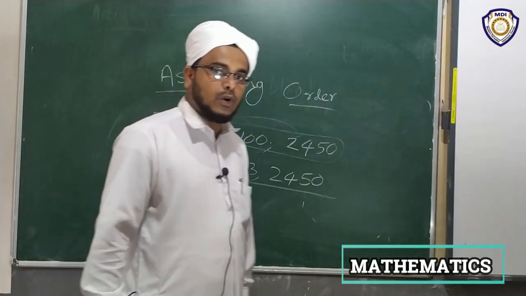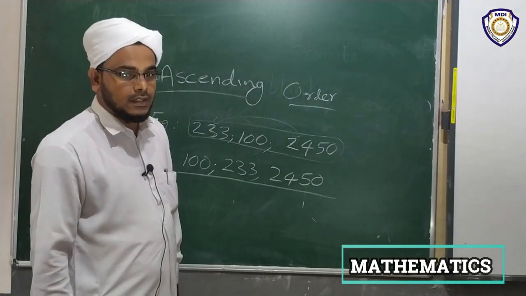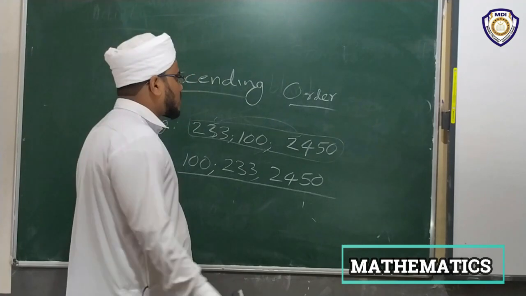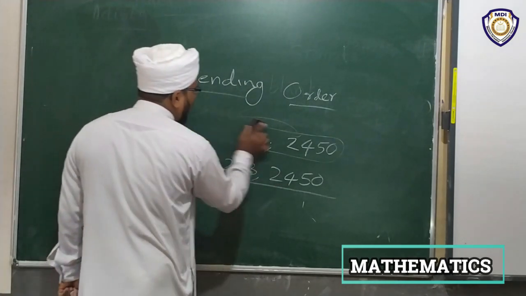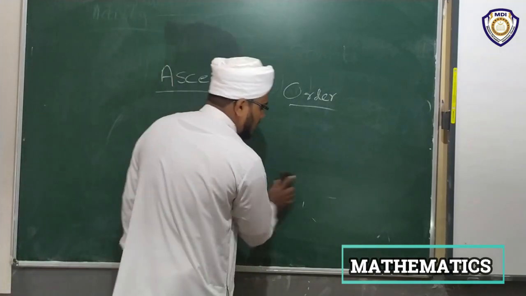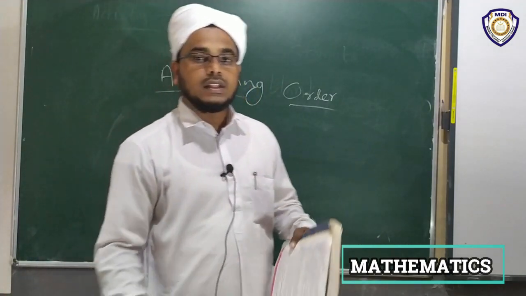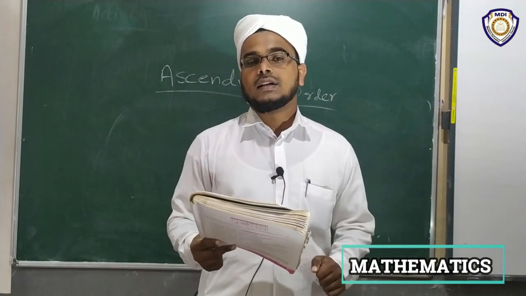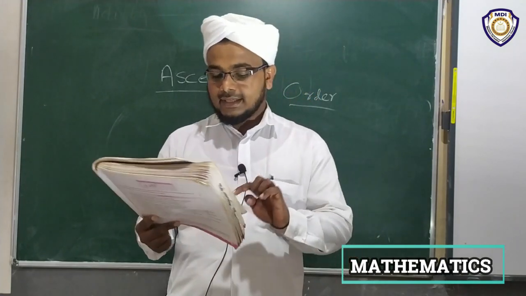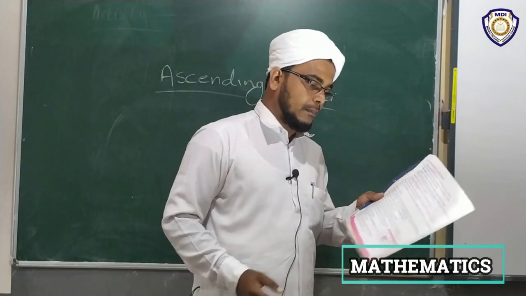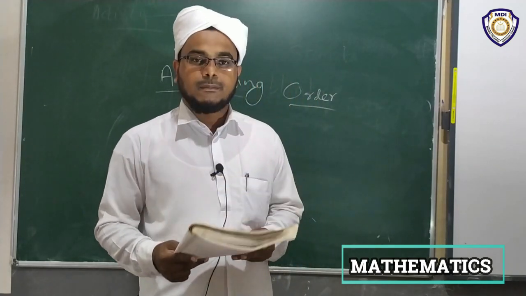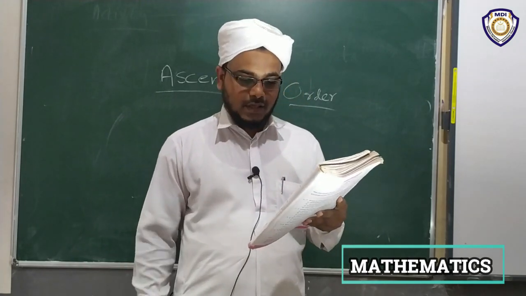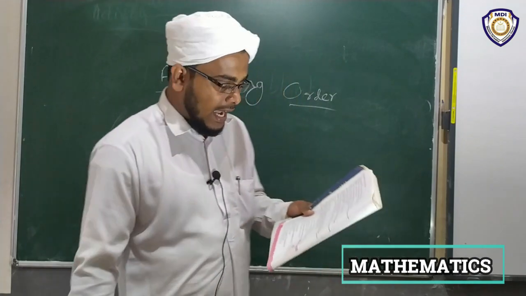So I think you got what ascending order is. If there are more than 5 numbers to write in ascending order, then what will we do? What is the simple way to find the ascending order? There are 3 steps in your textbook. Please take your textbook and see page number 6. There is a question: Arrange the following numbers in ascending order.